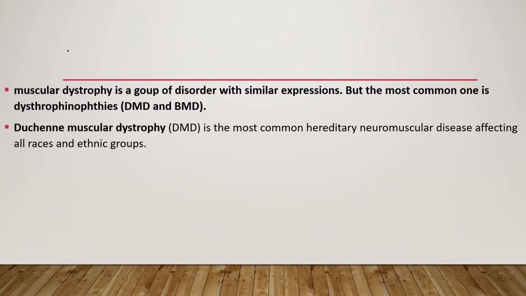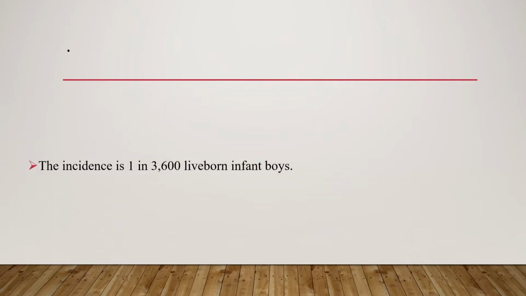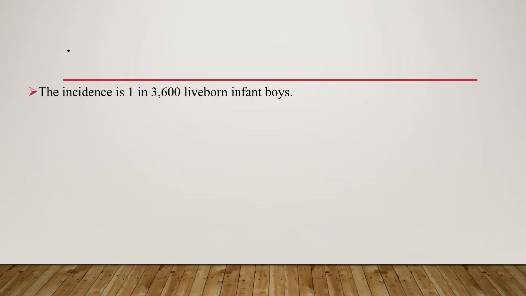Duchenne muscular dystrophy is the most common hereditary neuromuscular disease affecting all races and ethnic groups. It is characterized by these clinical features: progressive weakness, intellectual impairment, hypertrophy of the pelvis with proliferation of connective tissue, and progressive fibrosis in muscles. The incidence is 1 in 3,600 live-born infant boys, and this disease is inherited as an X-linked recessive trait.